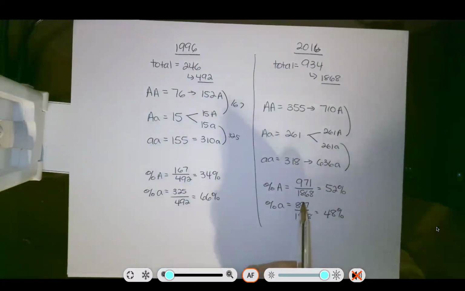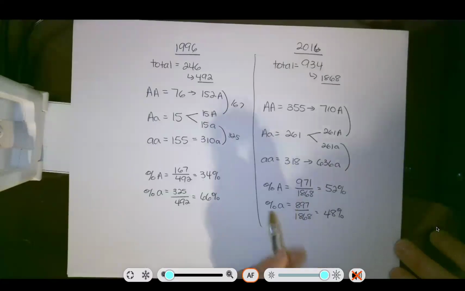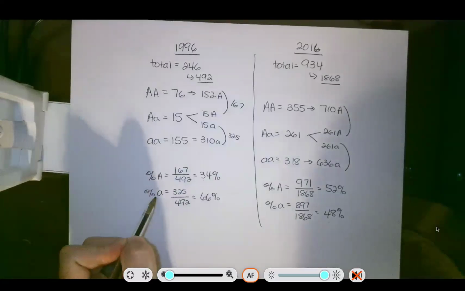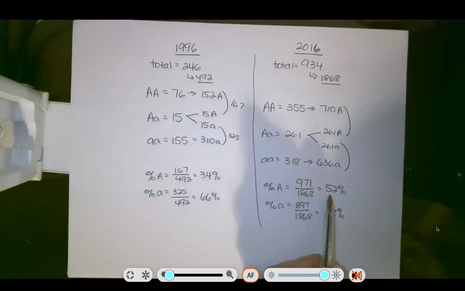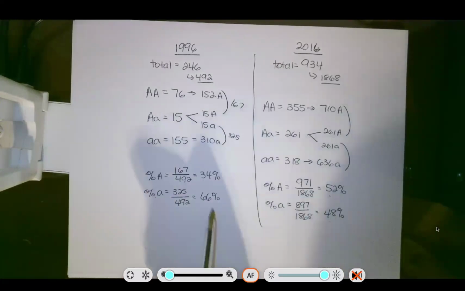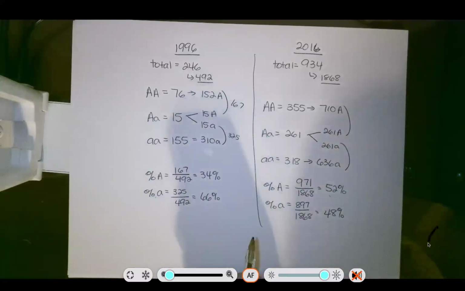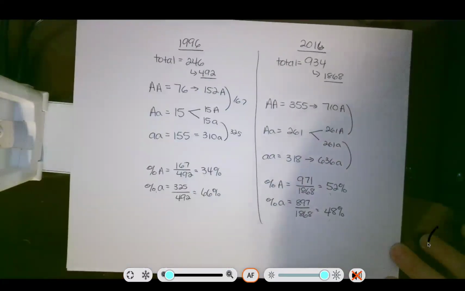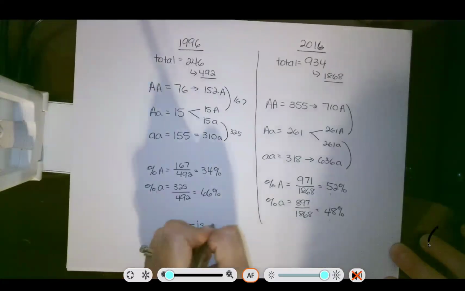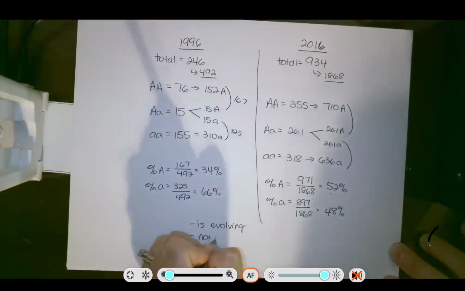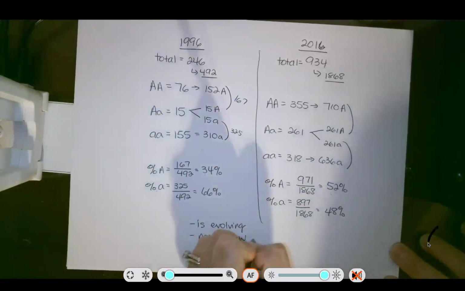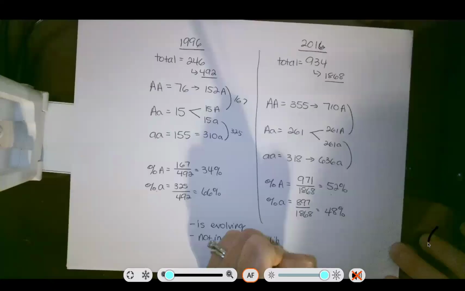So something is causing the dominant allele to increase. Let's say that dominant is gray and recessive is brown. Something is making the gray ones more likely to survive. Maybe they can camouflage better, and the brown ones have decreased. So they are dying. So we would say this is evolving because there is a change. And it is not in Hardy-Weinberg equilibrium.